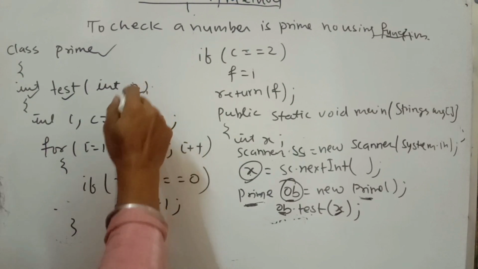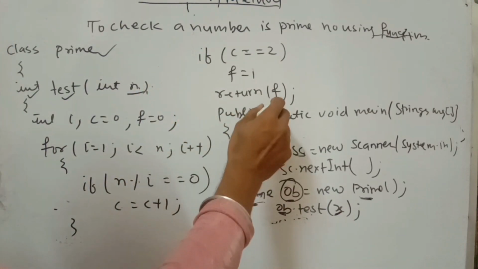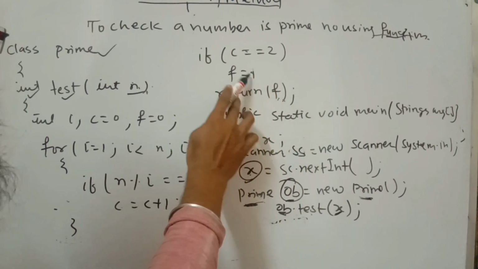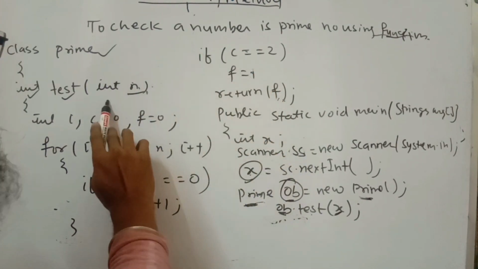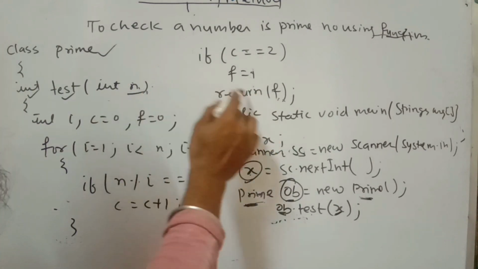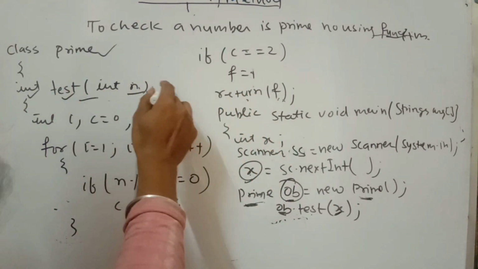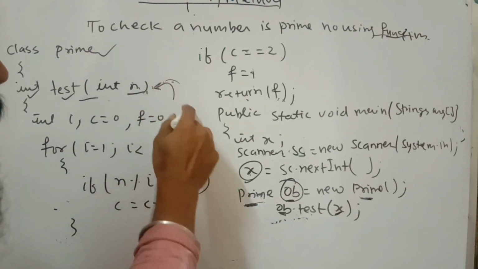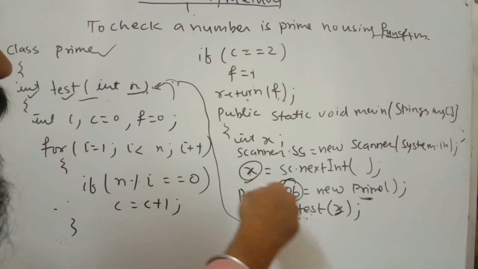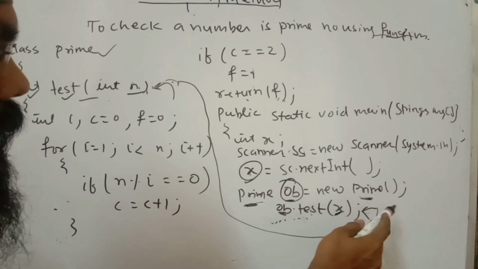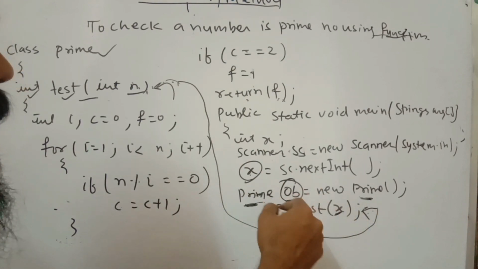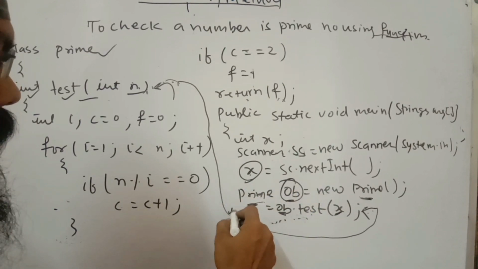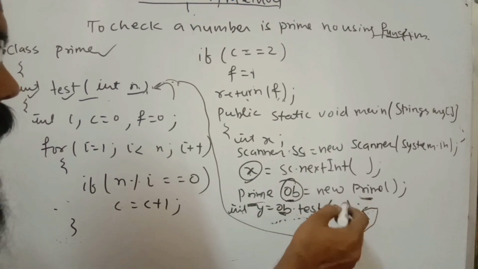After checking n, the returned value is f, either f = 0 or f = 1. I already told you, if f = 1, there is no prime number. If f = 0, it is a prime number. So the return value is f, and this value goes to where it was called from. So where was it called from? It was called from here. So this value will come here now, and this value let's store in an int. We consider int y. So the value is stored in y.